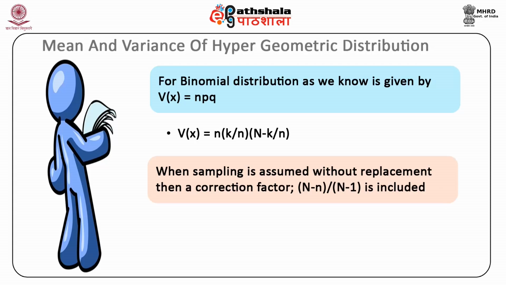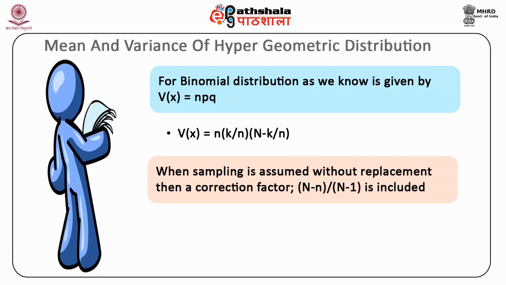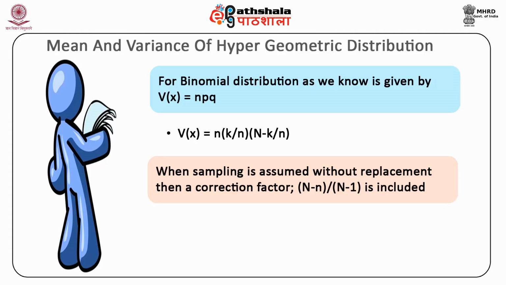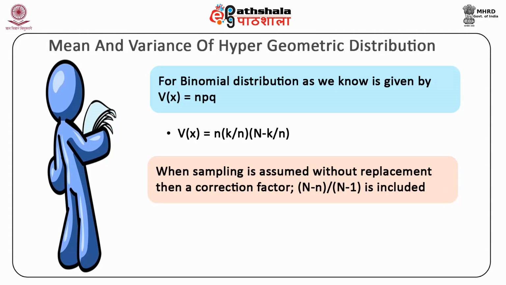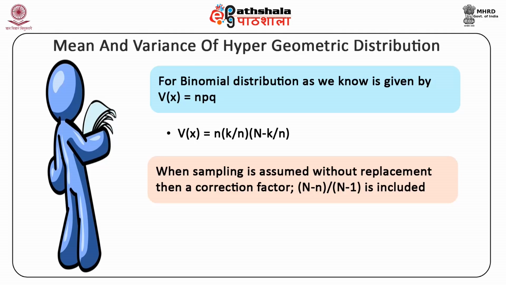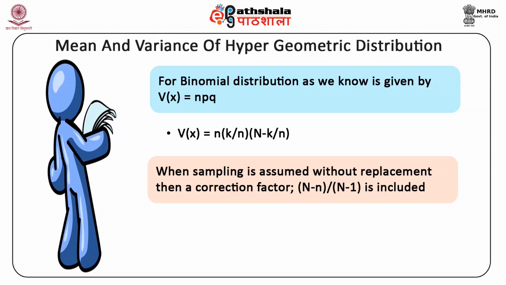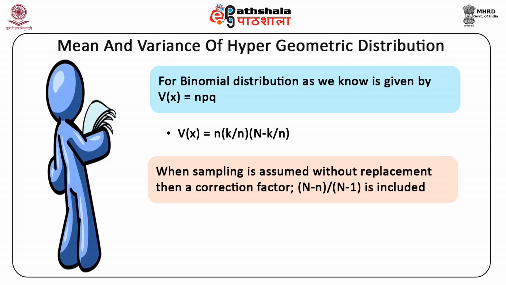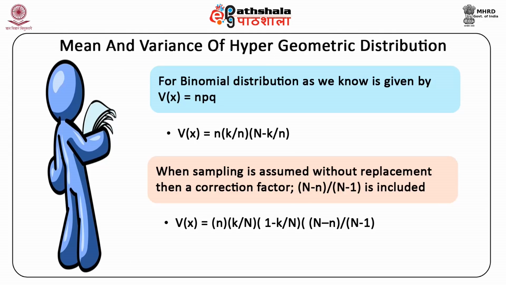When sampling is assumed without replacement, then a correction factor of capital N minus small n divided by capital N minus 1 is included. Thus, for hypergeometric distribution, variance is given by variance of x is equal to n into k by capital N into 1 minus k upon capital N into capital N minus small n divided by capital N minus 1.